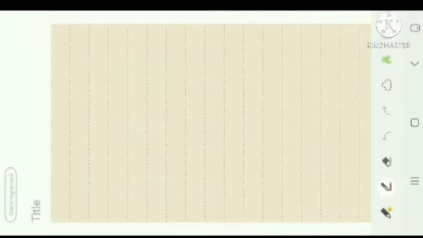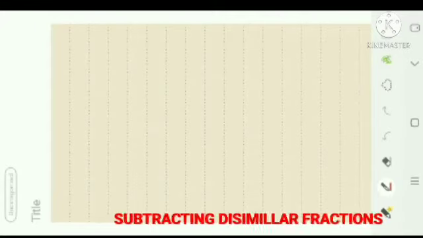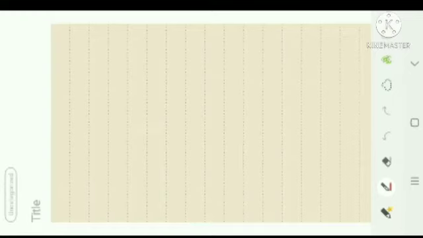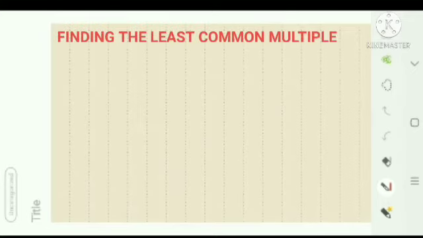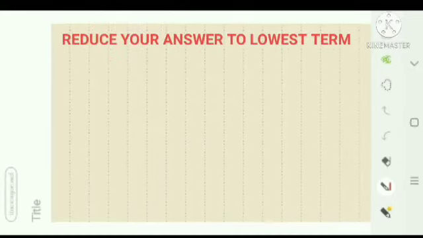Okay class, so let us now proceed to subtracting dissimilar fractions. In subtracting dissimilar fractions, the first step is to change dissimilar fractions into similar fractions by finding the least common multiple of all denominators. Second step is to subtract them like similar fractions. And then finally, reduce your answer to lowest terms if possible.